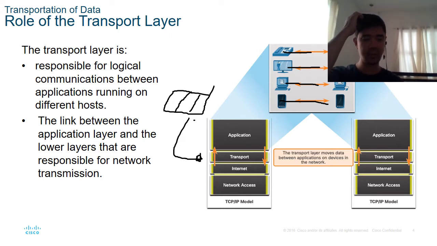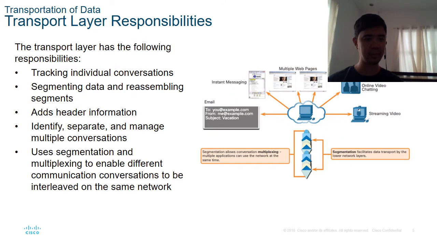Another of its responsibilities is to ensure reliable delivery, like with TCP, which is the agenda of this part. We'll discuss what is there in the reliable delivery as we move along in this discussion. So these are specific responsibilities of the transport layer.